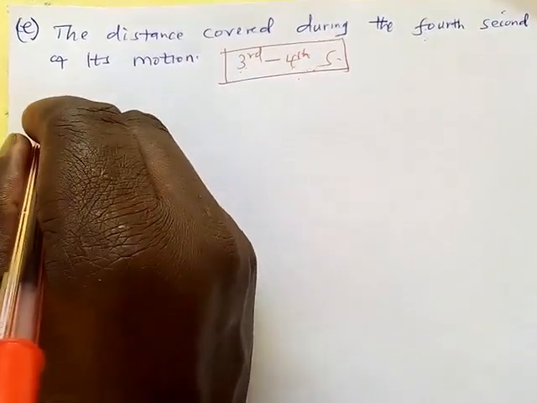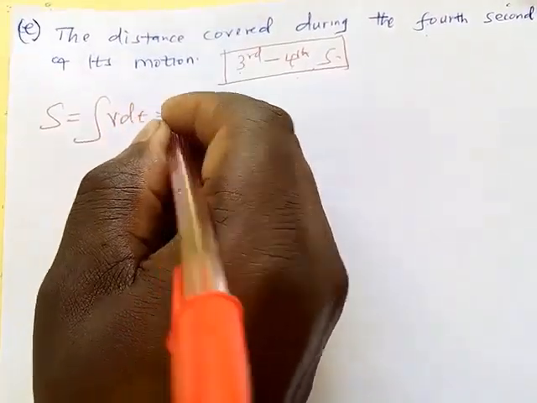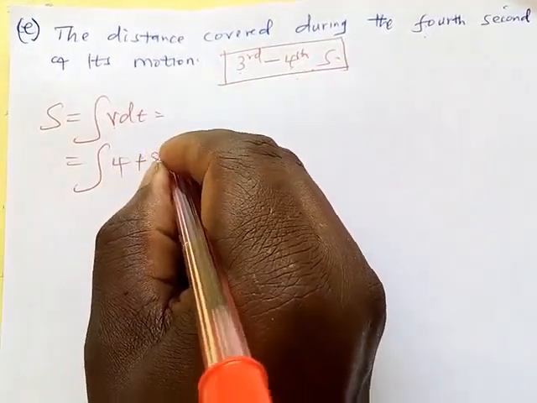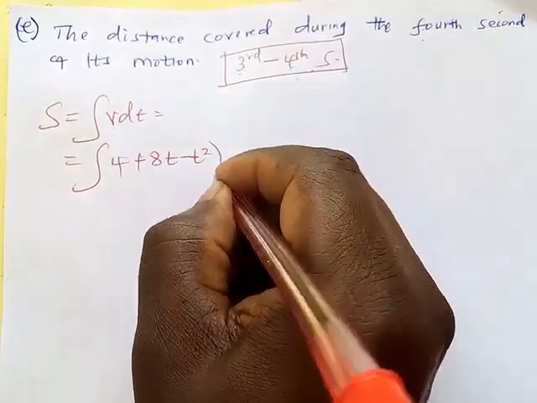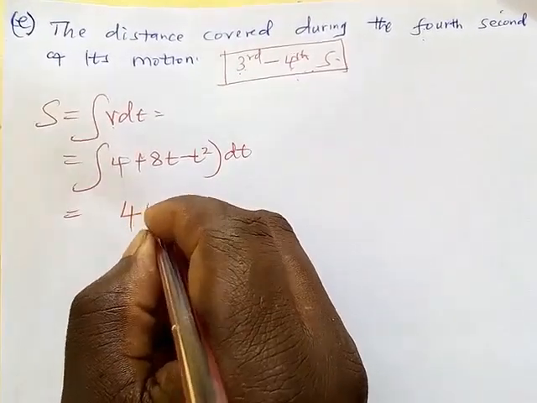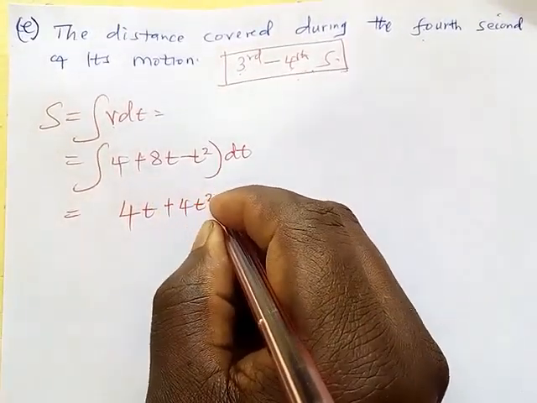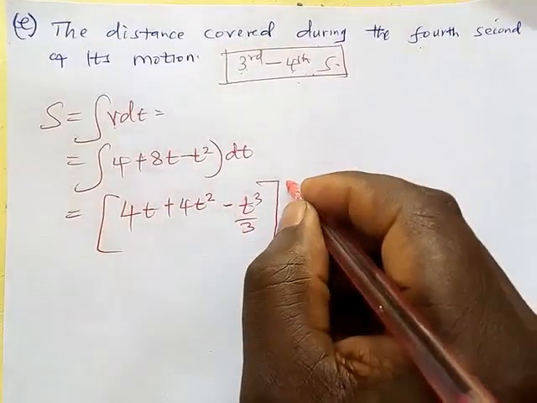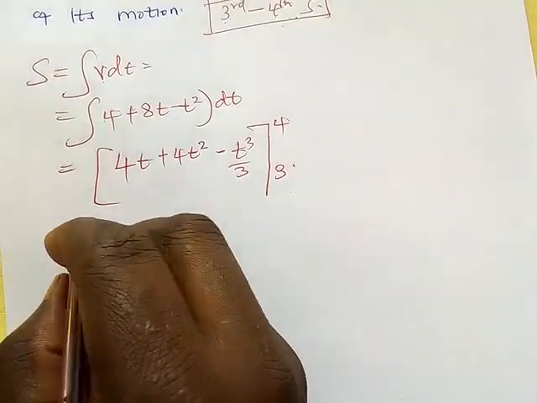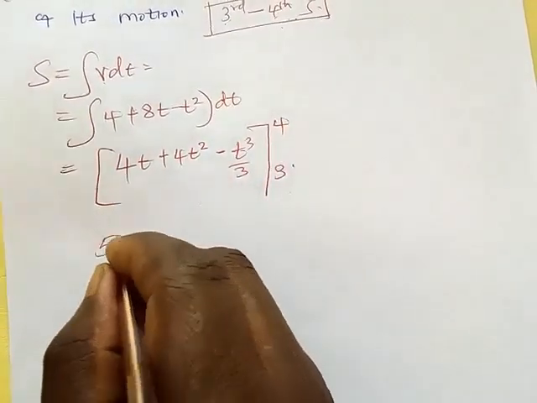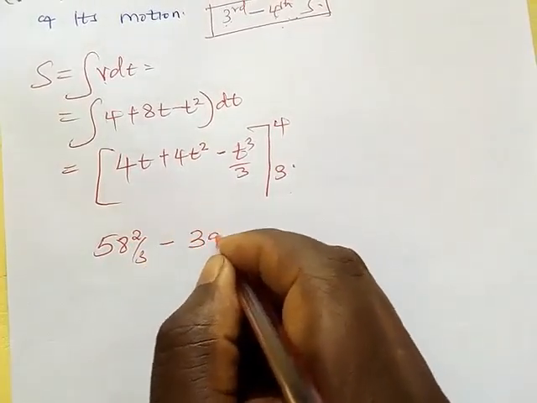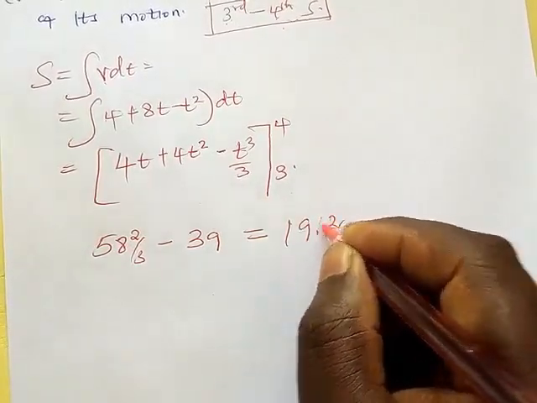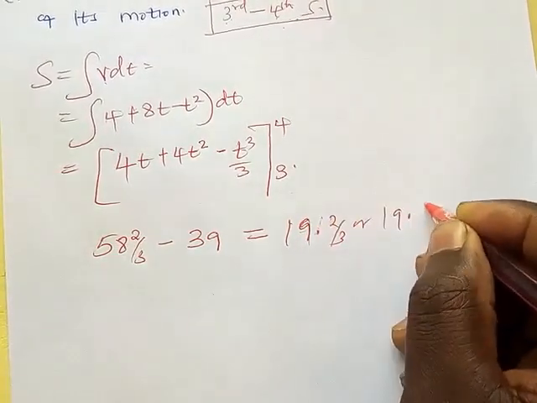So find the distance. We know that distance is equal to the integration of v dt, that is 4 plus 8t minus t square dt. This is going to be 4t plus 4t square minus t cube over 3, and our limit is 4, 3. When you substitute everything here, you get 58 2 over 3 minus 39, and that is going to give you 19 2 over 3, or 19.67 meters.